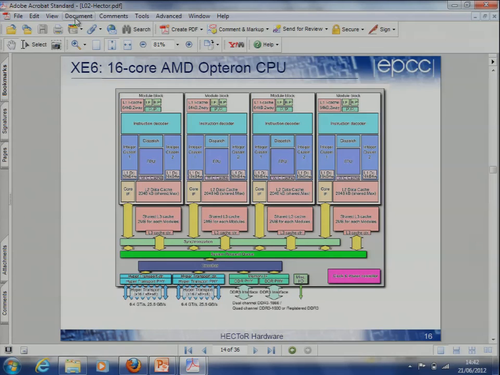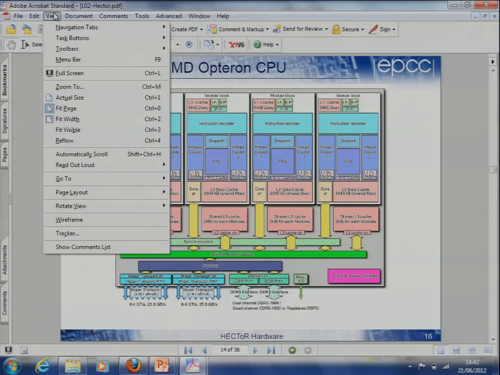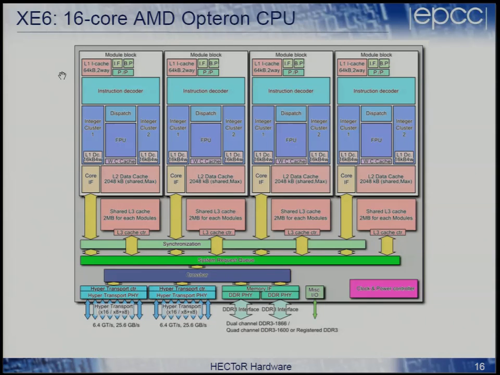The slightly weird thing is that there are 4 blocks here, corresponding to 4 floating point units, with 2 cores for each floating point unit. But other than that, it's fairly classical. We have 4 floating point units, each with an L2 data cache of 2 megabytes. There's a shared L3 cache.